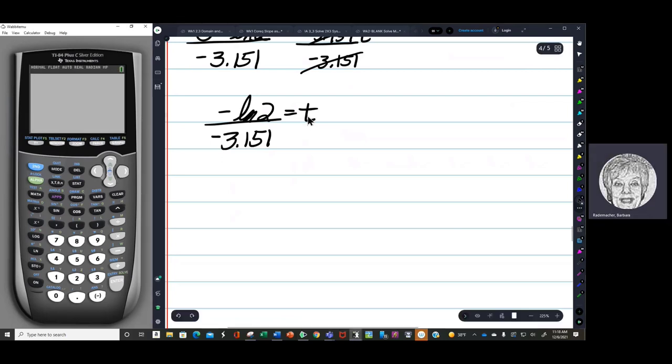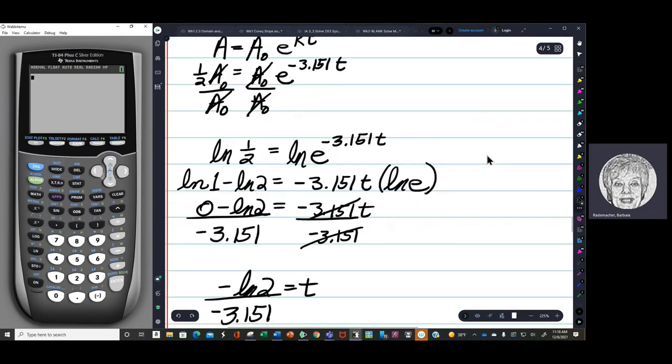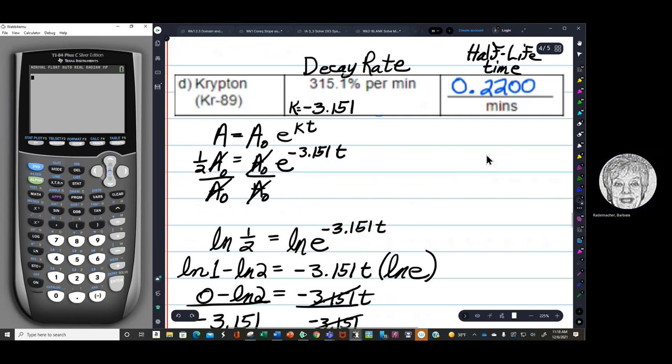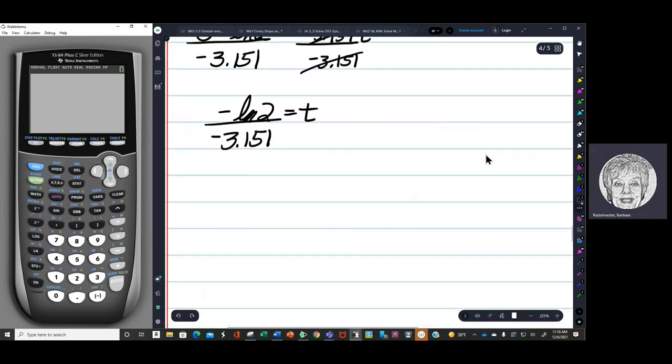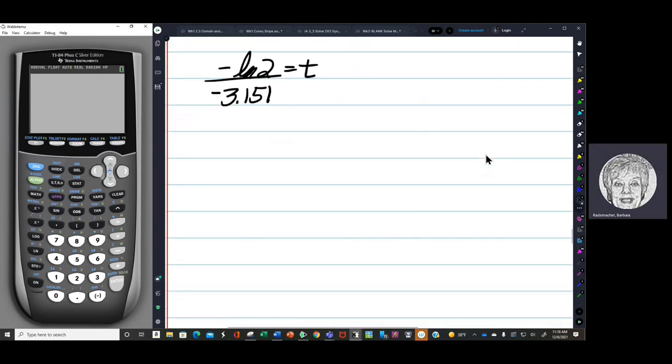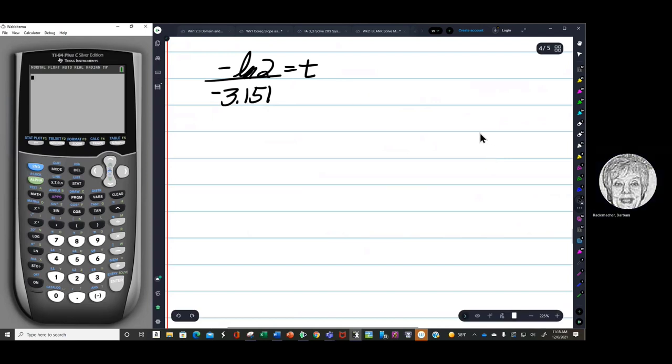Notice that t is time. Is it days? Minutes. It's minutes. Okay. But it's time, so you don't have to make that into a percent. It's kind of hard to keep all this stuff straight.